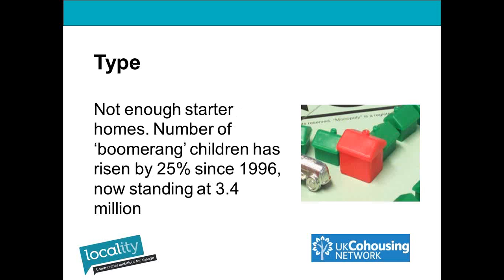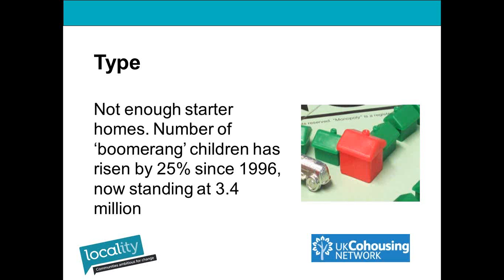And finally, the type of housing. We could be talking here today about community-led housing that addresses issues such as environmental responsibility, or we could be talking about housing that addresses the way in which people want to live, for example, co-housing. But let's just talk for a minute about starter homes. There is a clear shortage of starter homes. In 1996, the first year that the Office for National Statistics collected figures, there were 2.7 million boomerang children. That's those that move out but return home as their circumstances change. That figure now stands at 3.4 million, a rise of 25%.